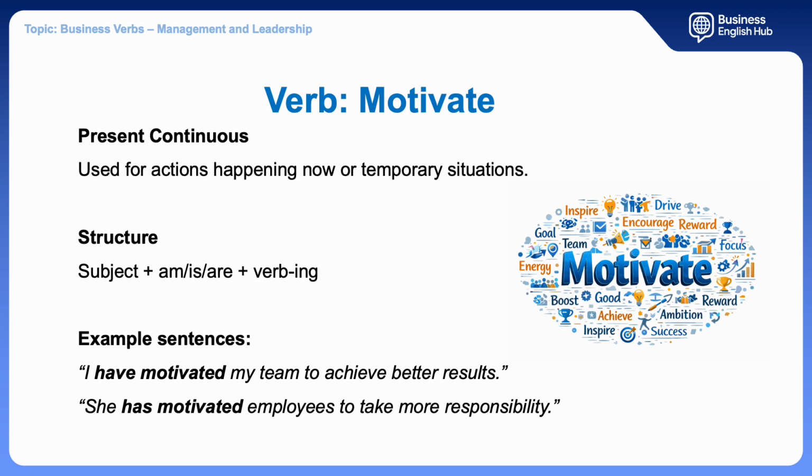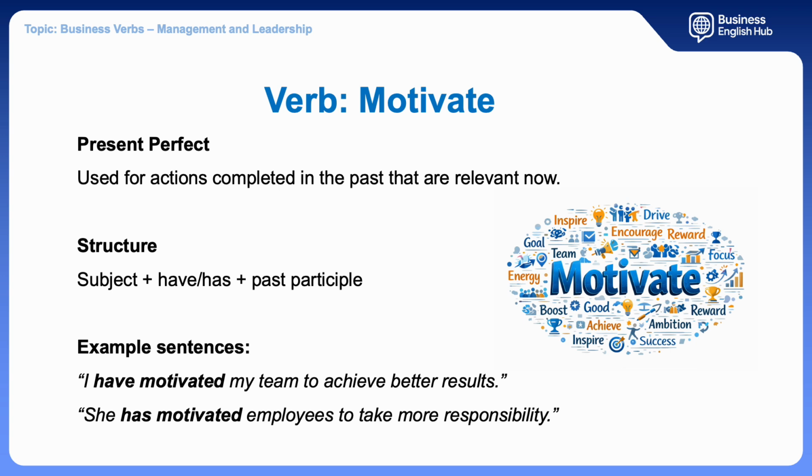The present continuous of the verb motivate is used for actions happening now or temporary situations. The structure is subject plus am, is, or are plus the verb ing, and example sentences include: I have motivated my team to achieve better results. She has motivated employees to take more responsibility.